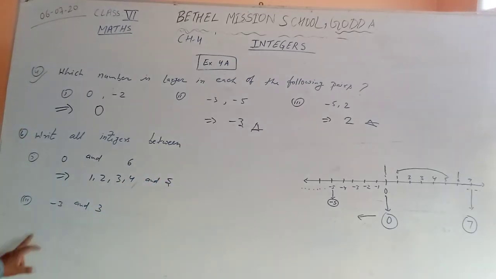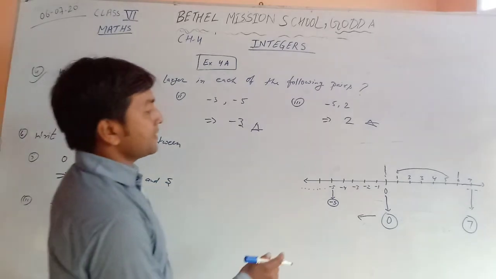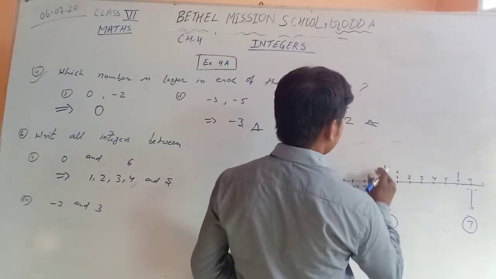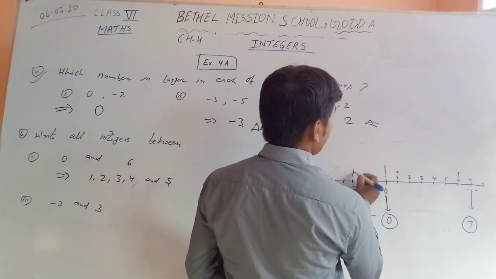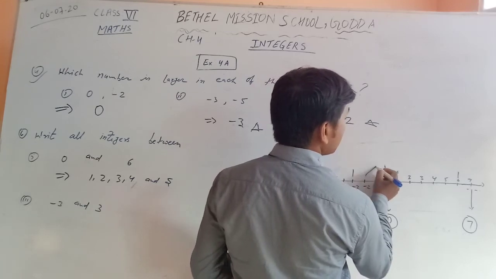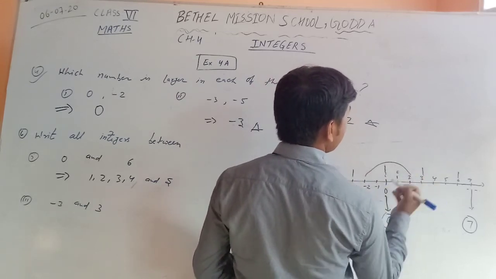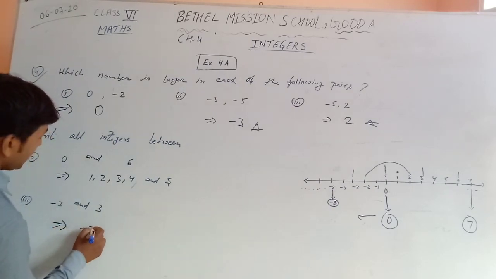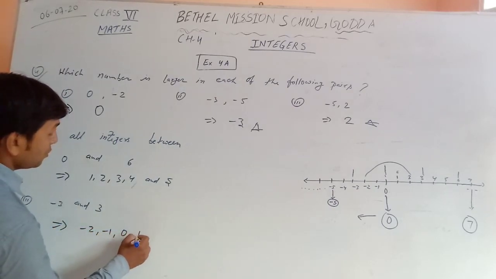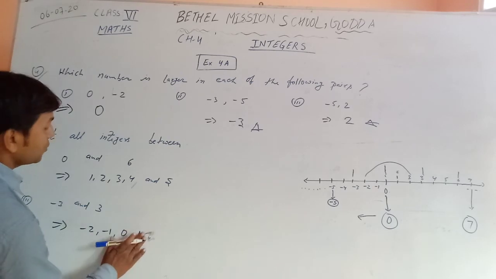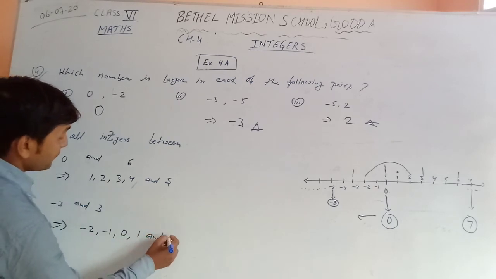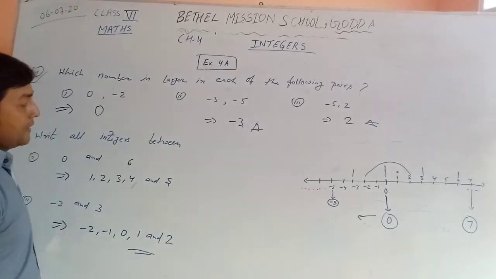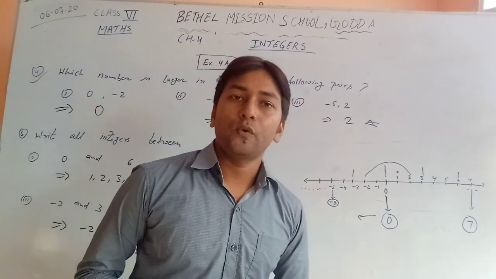Okay. Now here -3 to 3. From here to this number. So it is -2, -1, 0, 1 and 2. This way you can solve the exercise.